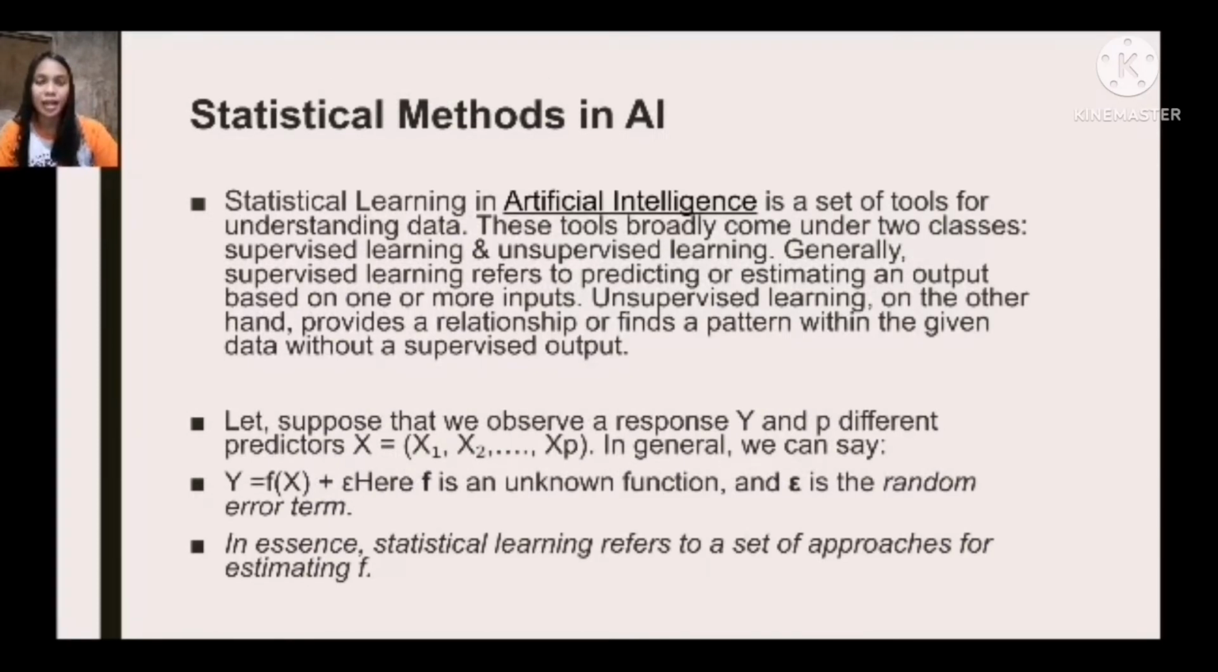Statistical methods in artificial intelligence. Statistical learning in artificial intelligence is a set of tools for understanding data. In simple words, statistical learning is understanding from training data and predicting on unseen data. This set of tools is for machine learning that uses statistics and functional analysis. These tools broadly come under two classes, supervised learning and unsupervised learning.